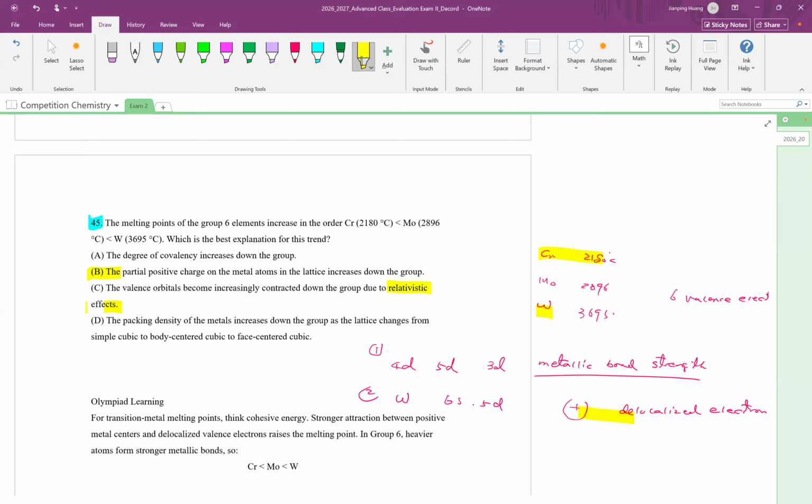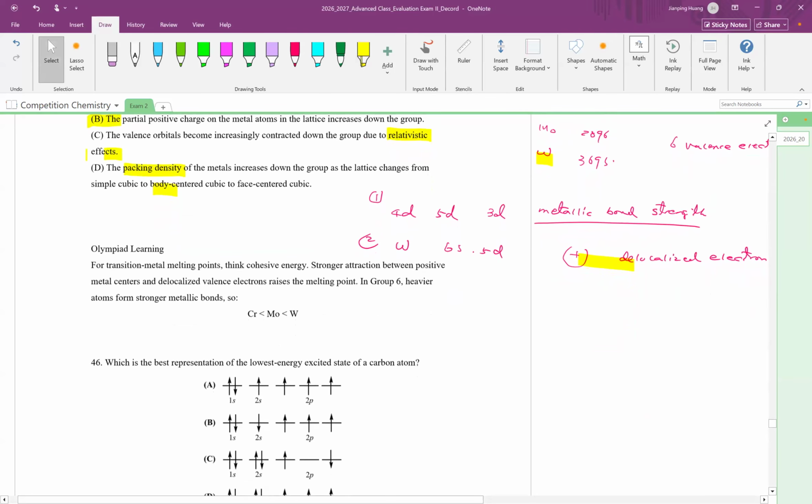Now, the last one, the packing, that doesn't make sense. That is false. Why? Because all of these are BCC. The 3 metals crystallize as a BCC structure. That starts to make sense. Now you know the fact. So I can expand on this one, at least for half an hour, to be honest. But let's move on. We have a summary to do. Okay, now go to the next one.